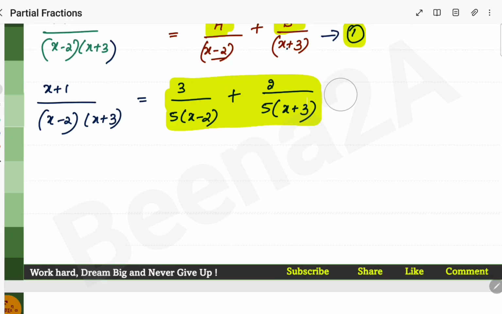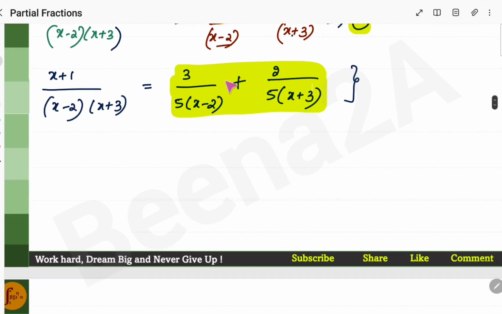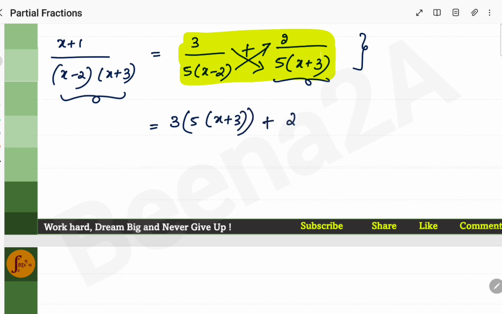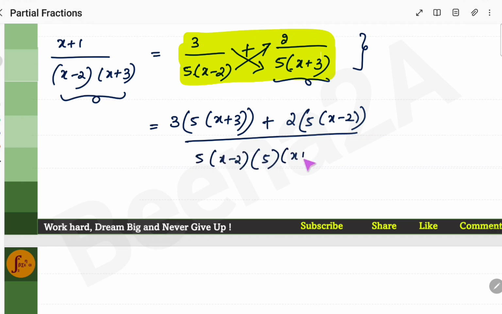So now whatever answer I've got, I can verify if this answer is correct. How do I verify? I can cross multiply here and simplify this. I should get this function back. So let's try it out, right? This is just to verify if your answer is correct. So what we will do, we'll cross multiply. So I'll cross multiply this 3 with this entire term, so 3 into 5 into x plus 3. I'm going to multiply. Then here again I'll cross multiply, 2 into 5 into x minus 2. And then I'm going to multiply both these denominators, 5 into x minus 2 and 5 into x plus 3.